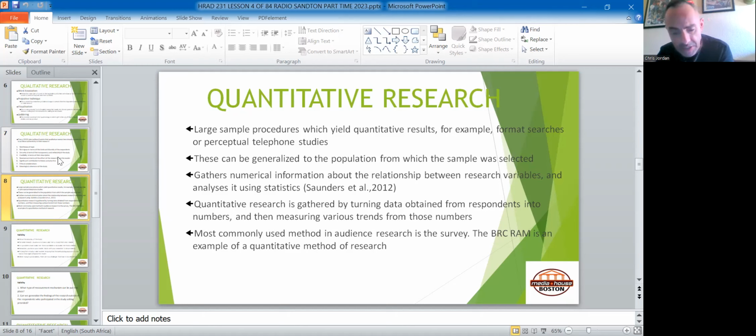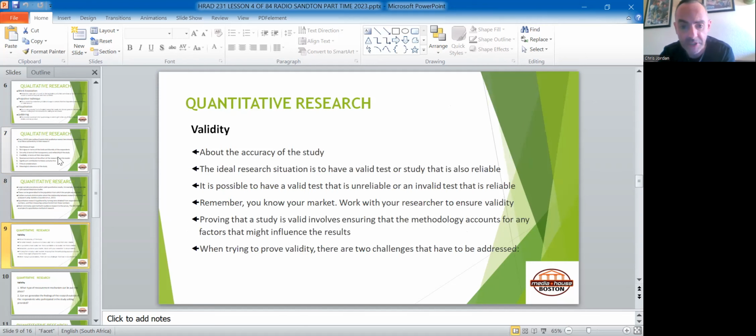So once again, as I say, close-ended questions that have yes/no answers, ratings 1 to 10, multiple choice answers, or checkbox answers, so you can choose more than one. We want to be able to look at those types of questions. Quantitative research is gathered by turning data obtained from respondents into numbers and then finding trends and patterns, as I've said before. The most commonly used method in audience research is the survey, right? Just like the BRC does when they do surveys.